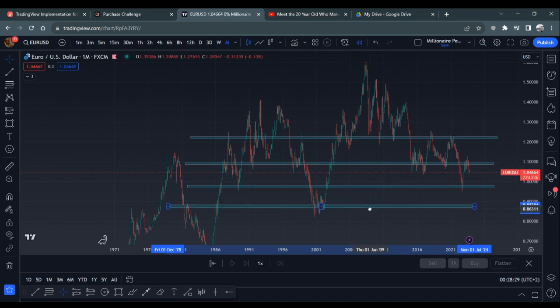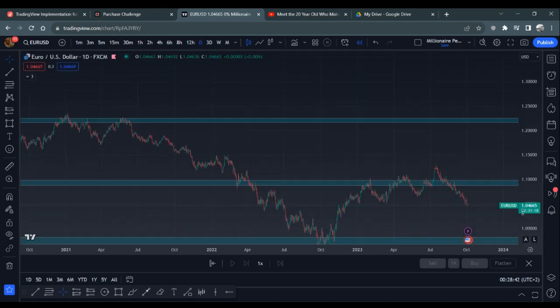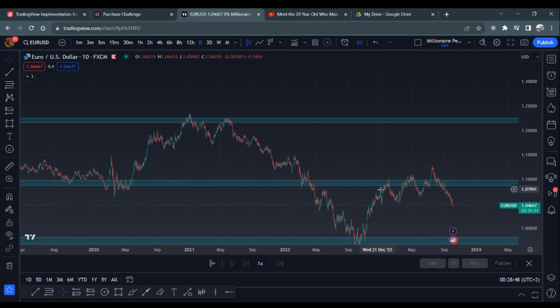Okay, so after I've done that, I'll go down to the daily just to see how the lines show up right there. I still see it as important areas. You see, it's still just important areas, all of it. So at the daily, I'll add this area.